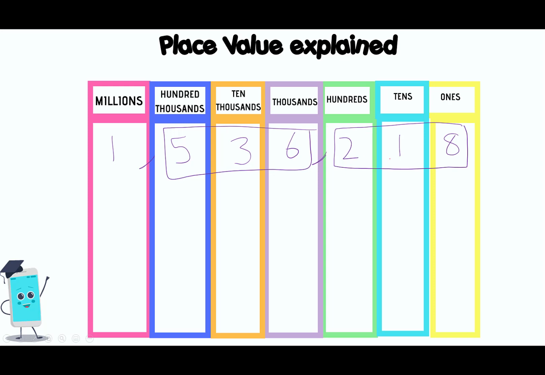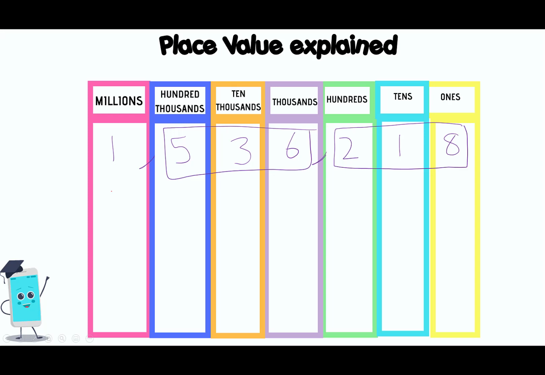So my 218, they're all worth ones. I've got 218 ones. 2 hundreds, 1 ten and 8 ones is the same as saying 218 ones. Here I have 536 thousands. I have 6 thousands, 3 ten thousands and 5 hundred thousands, but together I have 536 thousands, and here I have 1 million. So to say this number, if I counted in 3 and put my commas in, my first comma tells me my thousands, and my next comma or separator tells me my millions.